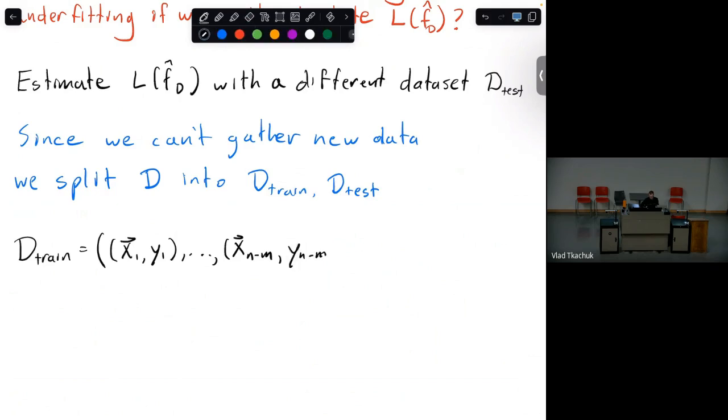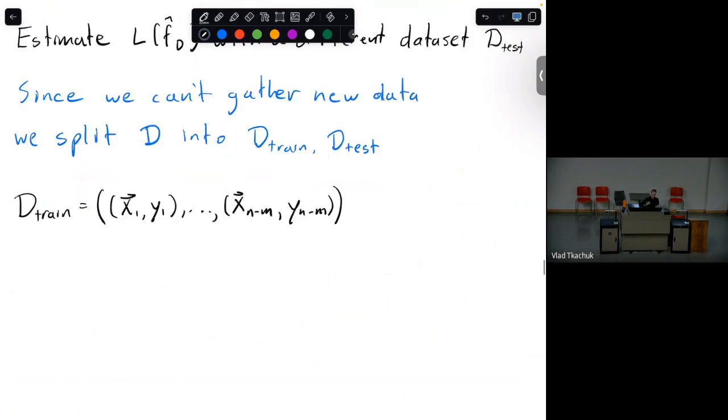And m is now going to be the size of our test set. Okay, so this is our training data set. Now we have a testing data set. And the testing one is just of size m, and it's the last m points.